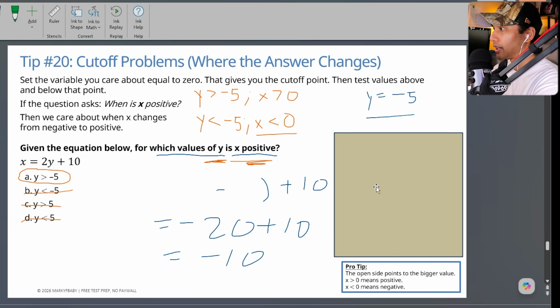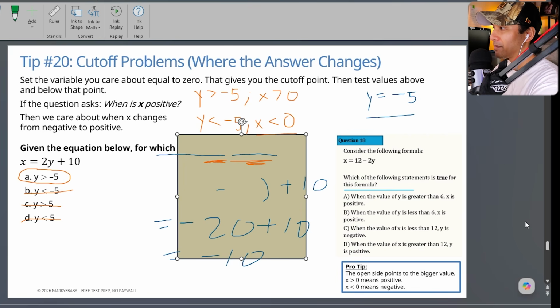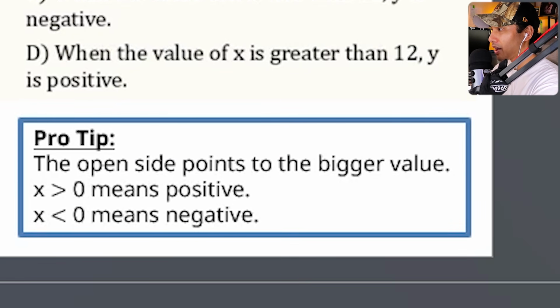Let's go actually uncover the challenge question. And this is from one of the practice tests. Consider the following formula, and go ahead and copy that, screenshot it, and tell me what answer choice you came up with. And let's read the pro tip. The open side points to the bigger value. x greater than 0 means positive, and x less than 0 means negative.